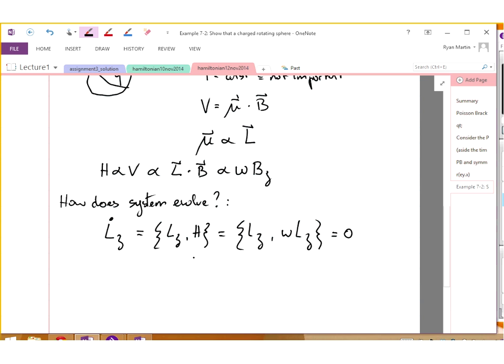Let's look at the x component of the angular momentum. So again, I take the Poisson bracket of Lx with H. So that's the Poisson bracket of Lx with omega Lz. And then that's equal to minus some constant times Ly.